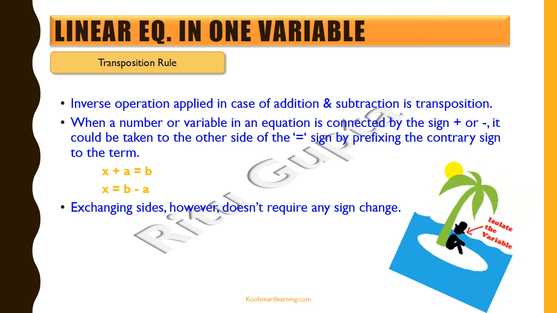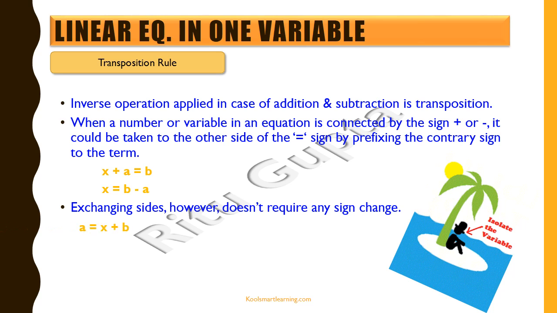And the second thing that needs to be done for isolating the variable is exchanging sides, when we want to keep the variable on the left hand side. Now exchanging sides does not require any change in the sign, and the reason is that when we are exchanging sides, we are just moving whatever is on the left hand side to the right hand side and whatever is on the right hand side to the left hand side. So effectively, if we had to change the sign, every single term would get a changed sign. So it is equivalent to not changing signs at all.